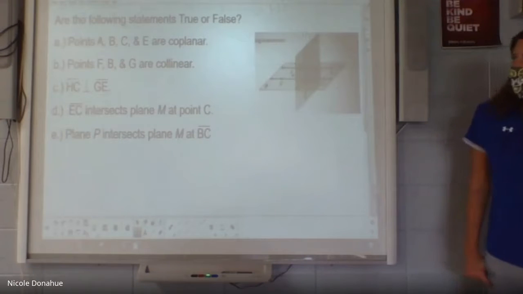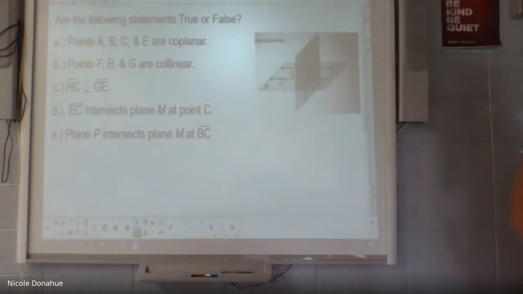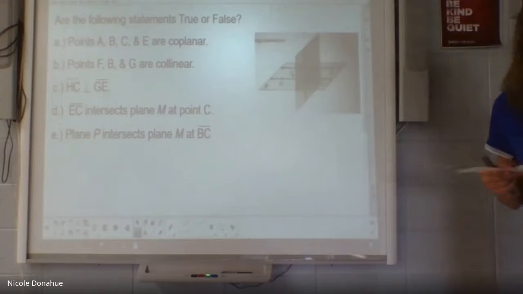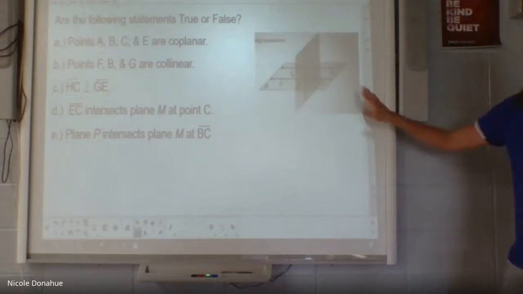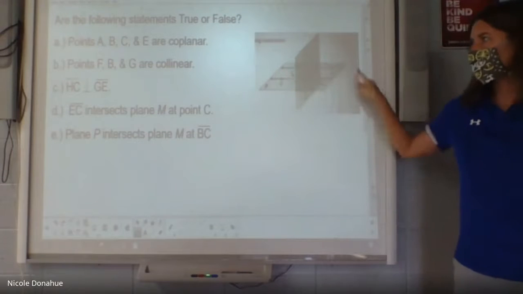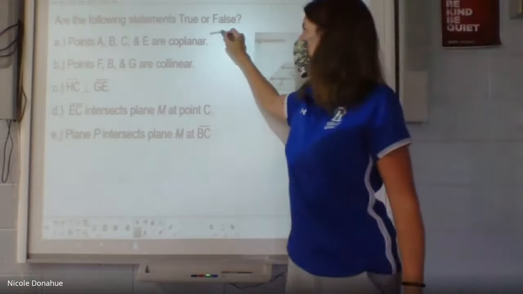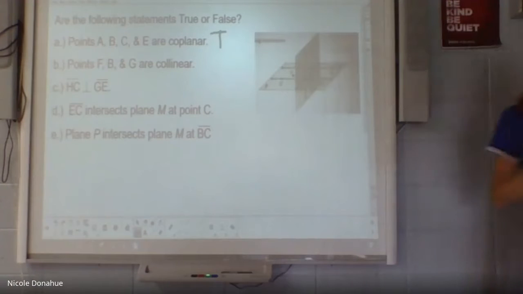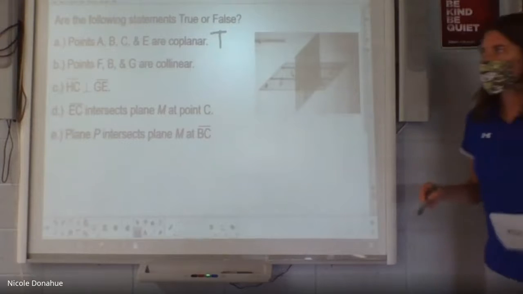So can we assume, mine's really hard to see up here. Sorry, those of you guys online, you might have to look at the thing I emailed you. Can we assume that points A, B, C, and E are coplanar? A, B, C, and E. Yeah, you think so? Yep, they're all on the plane that's kind of horizontal, so that would be true. B, F, and G are collinear. B, F, G, collinear. Nope, there's no line through them.